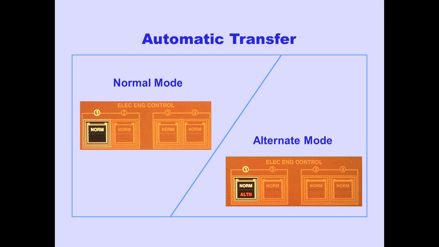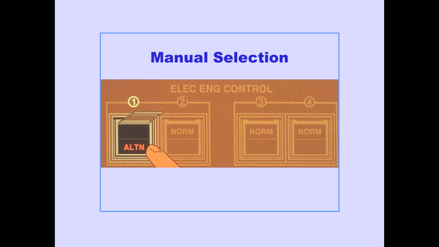The EEC automatically transfers control from the normal mode to the alternate mode if a fault is detected and the EEC cannot control the engine in the normal mode. Pushing the EEC mode switch manually selects the alternate mode.